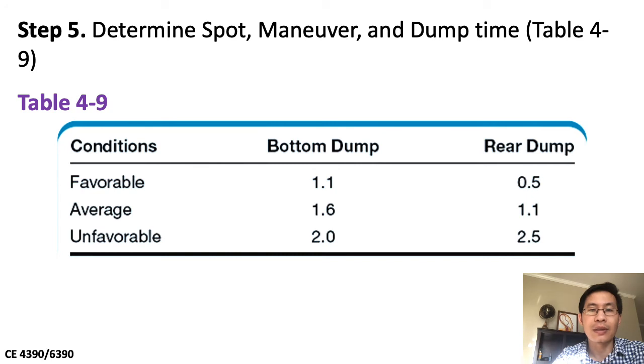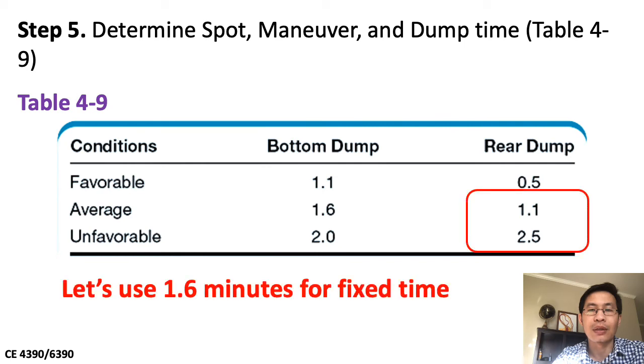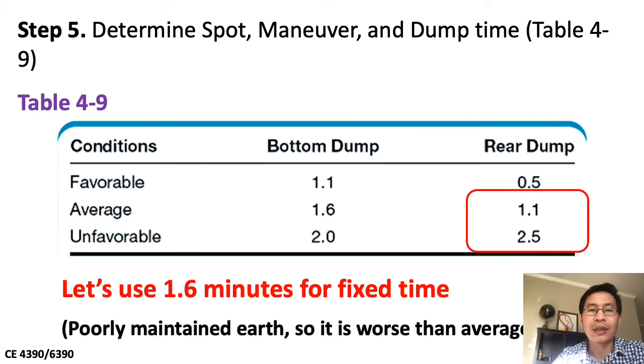Step number 5, determine spot maneuver and dumping time. You can use table 4.9 to calculate the total fixed time, but this table gives you the fixed time excluding the loading time. So assume that the truck is a rear dump truck and the hauling road is poorly maintained, so it is quite a little bit worse than the average. So let's use 1.6 minutes as a total fixed time, excluding loading time.